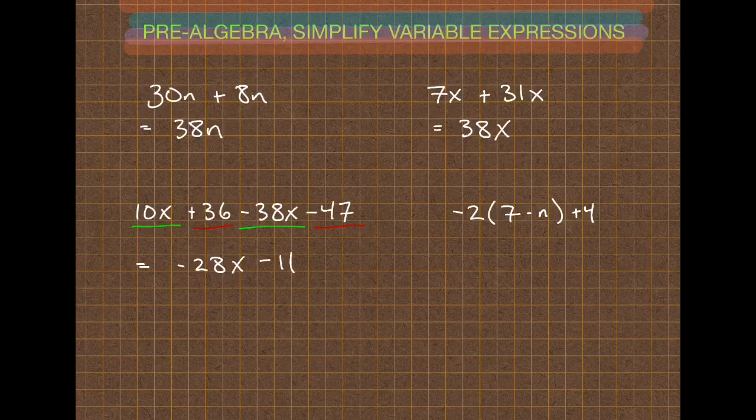Okay, this next one, what we need to do first is we need to do a little distribution. Just -2. So -2 times 7, that gives us a -14. -2 times -n is going to give us a +2n. And then that +4 comes down. So now we have the constants here. -14 and 4 equals -10, and then that 2n just kind of comes down.